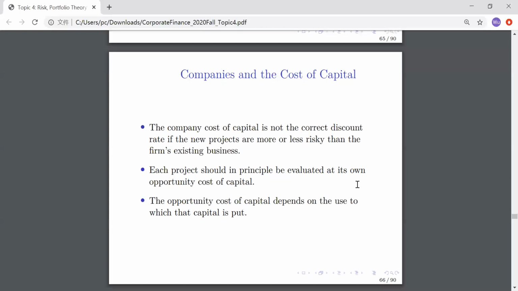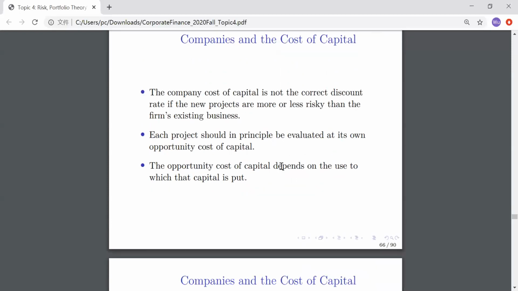And basically, the key thing here is that the cost of capital is the correct discount rate for cash flows only when we use it for projects that are on average consistent with the risk profile of the company, right? If they're more risky than the existing business, we cannot use that. If they're less risky, neither can we use that, right? Each project should in principle evaluate its own opportunity cost of capital, because the risk level might be different.